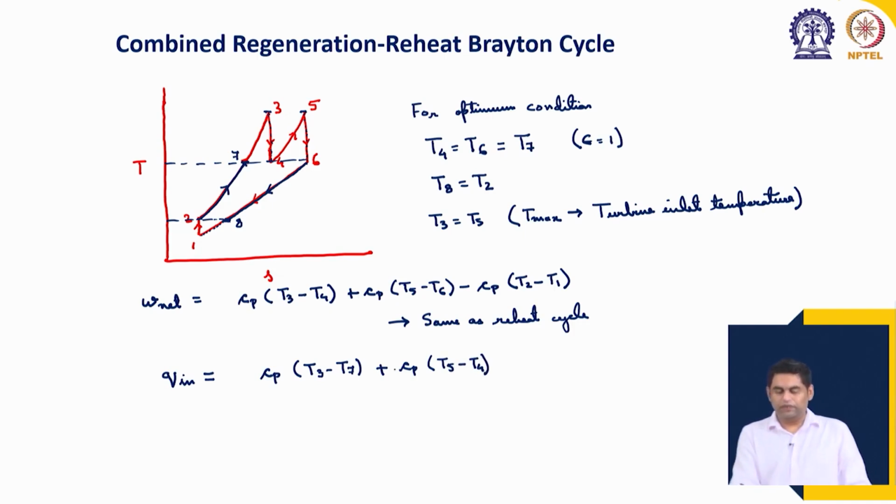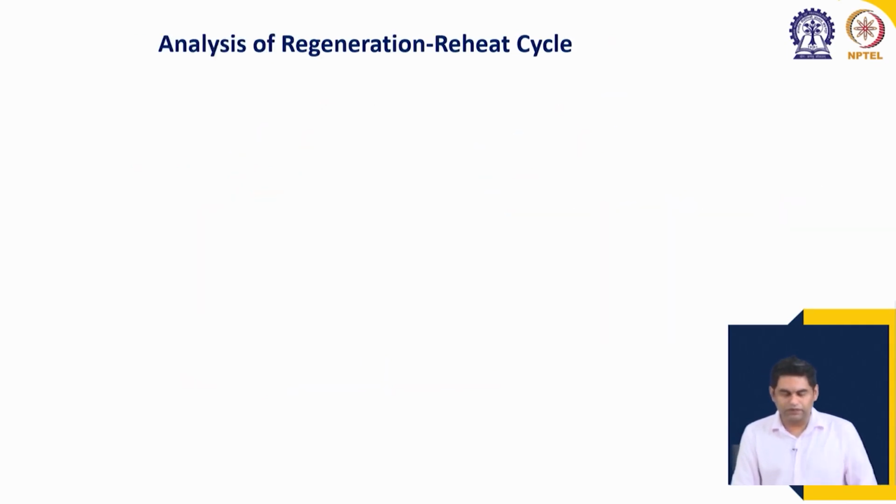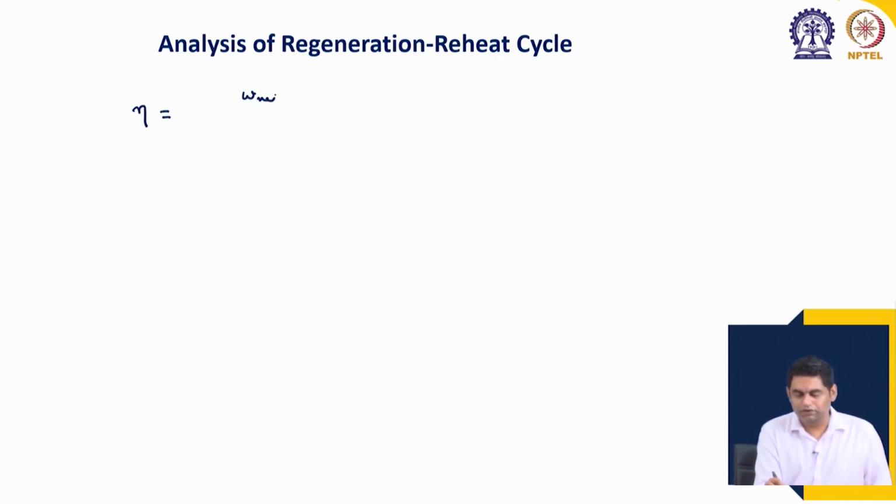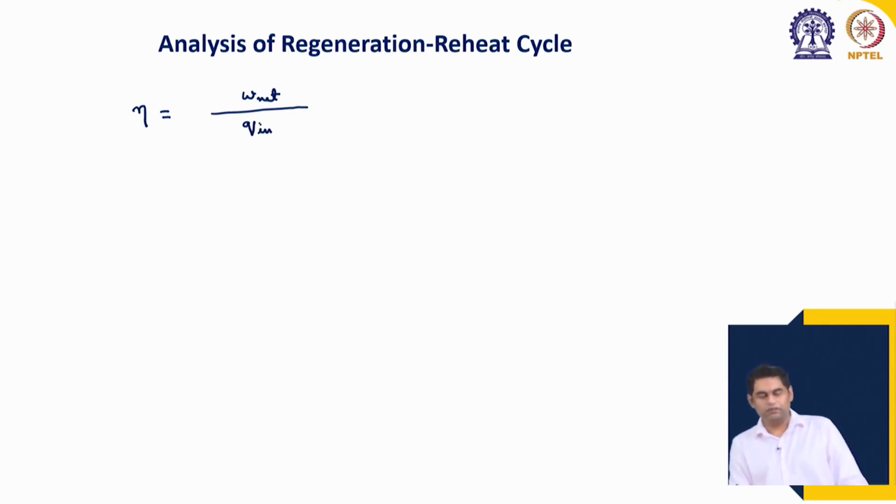So, now if T4 and T7 are equal and T3 and T5 are equal, then both of these heat additions are equal, and we can write this as 2 times any of these heat additions. Okay. Now, if we try to find the efficiency, it is W net divided by the combined heat addition in this case.